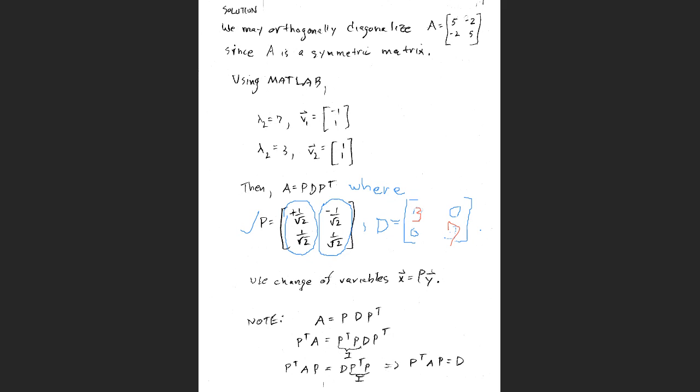And so now what we're going to do is, this is the change of variables we're going to use. We're going to let x equal P times y. And I note here that since A equals P times D times P transpose, I showed you this actually earlier, it follows that D, the diagonal matrix, would equal P transpose times A times P.